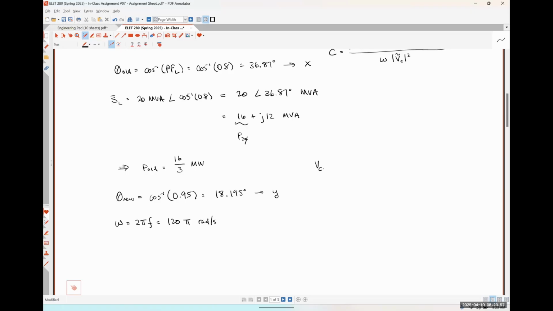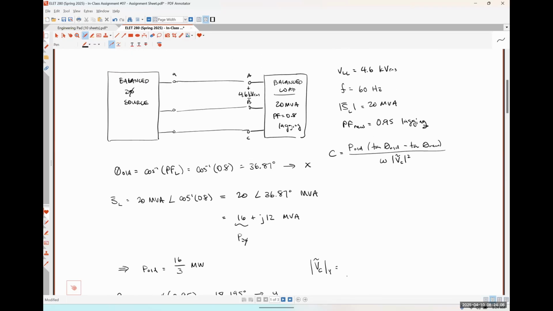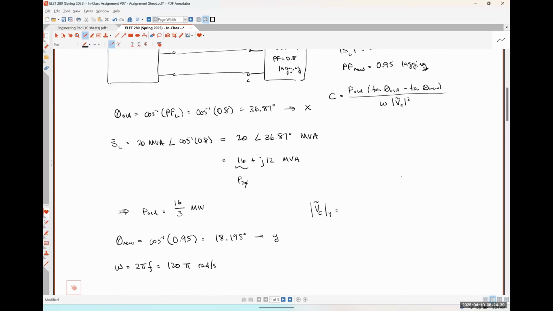So the magnitude of our voltage VC for a Y connected load. What voltage information do we have? The line voltage of 4.6 kilovolts RMS. So would that be the voltage for the Y connected load or the delta connected? Delta, okay. So how are we going to convert that voltage to be appropriate for a Y connection? Divide by √3. And since we're only worried about the magnitude, we can just divide by √3 and not worry about the angle, right? So this is going to be just 4.6 kilovolts RMS over the square root of 3.